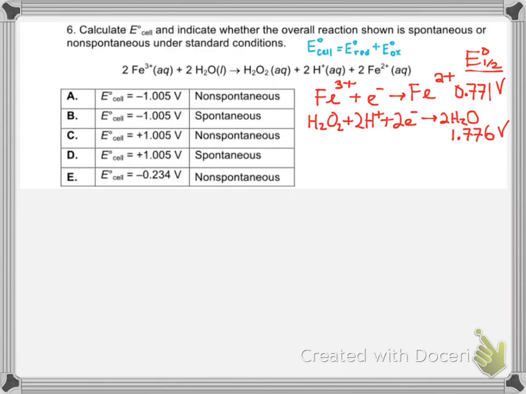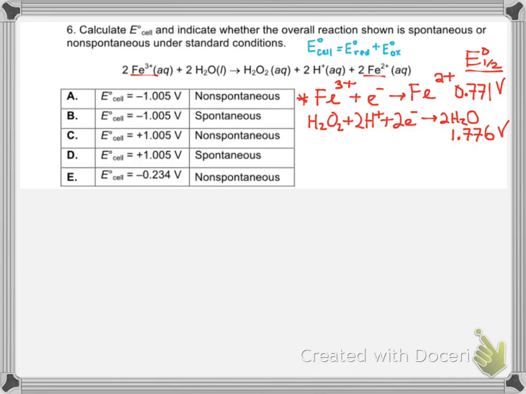In this problem, we're trying to find out the E standard of this particular cell. So first we need to figure out what's being reduced and what's being oxidized. We can see here that iron 3 plus is going to iron 2 plus. So it quite literally was reduced. So here we have the potential for that, and that's contributing a good 0.771 volts to this particular reaction.